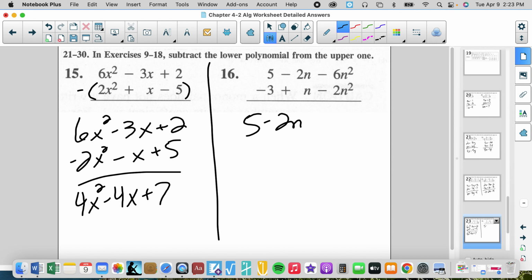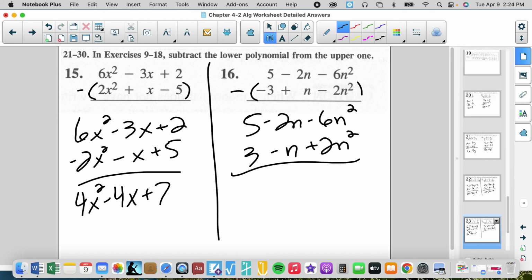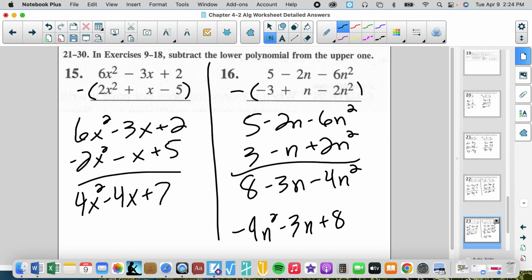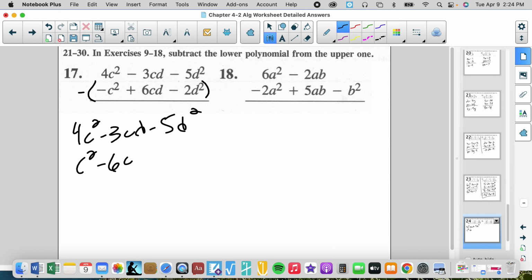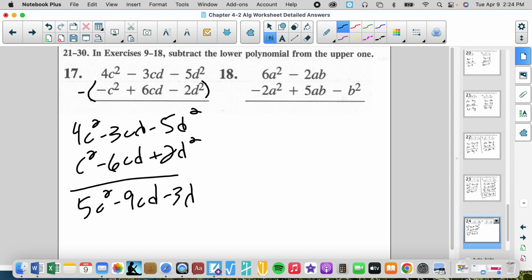Even though it's not in standard form, I can still do the work. Minus n plus 2n squared. So that's 8 minus 3n minus 4n squared. And now I just rewrite it in standard form. So we get 4c squared minus 3cd minus 5d squared plus c squared minus 6cd plus 2d squared. That's 5c squared minus 9cd minus 3d squared.